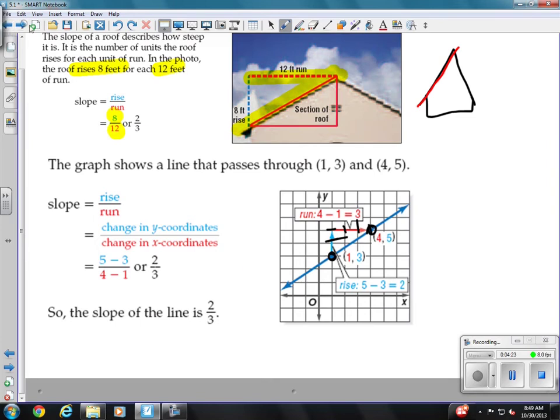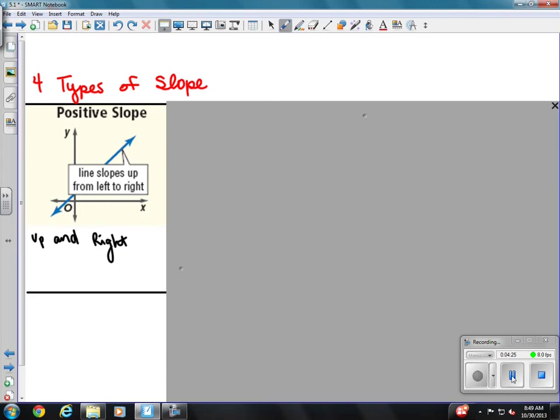So let's do some of these ourselves. But before we get into the examples, we need to go over the 4 different types of slope. Our first slope is a positive slope, and it goes up and to the right. And just make a quick sketch of these, that way you can get the visual of what type of slope it is. So positive slope goes up and to the right.